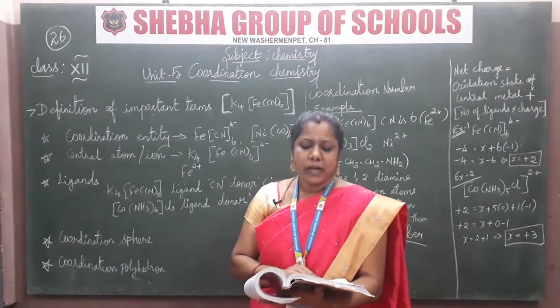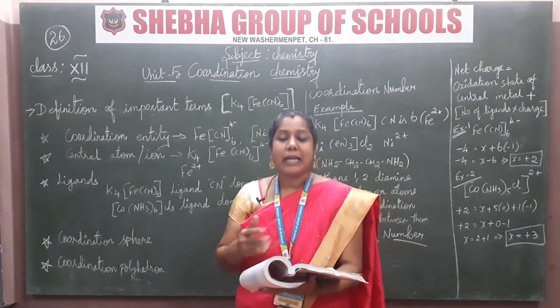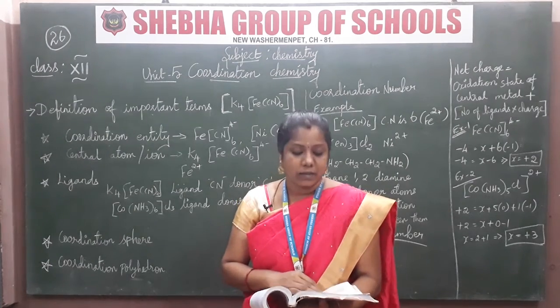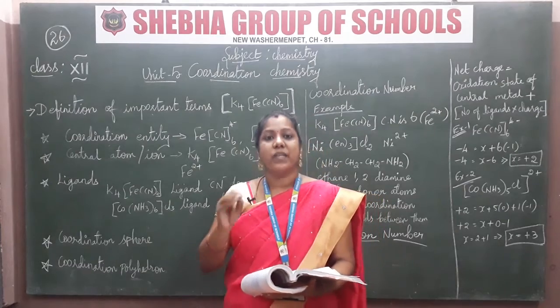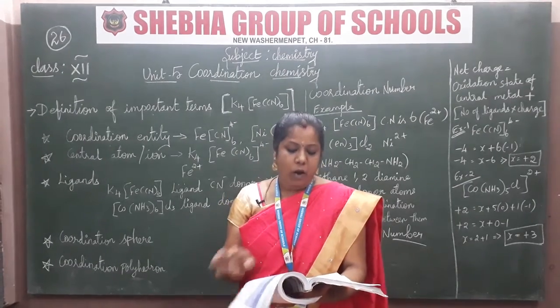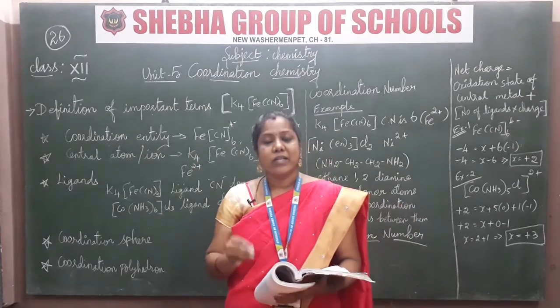In a compound containing the central metal atom and ligands attached to it, collectively called the coordination sphere. So already we learned the Werner theory. What is that coordination sphere? This coordination sphere is also called the inner sphere. So inner sphere and coordination sphere are the same.